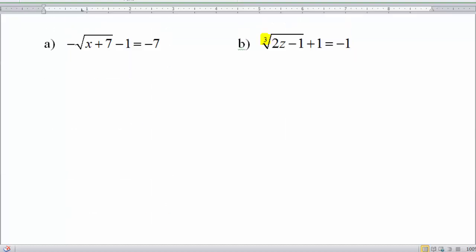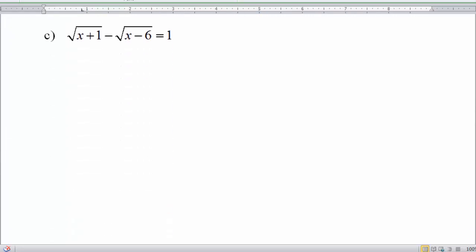And then of course, the last one I will do because it's a little tricky. This is one of those ones that I was noting earlier, that sometimes you have to square twice, right? Because what a lot of people will do with this equation is they'll do this. They'll say, all right, I got all the radicals on one side, so let's just square both sides. But no, that's not going to work, right?